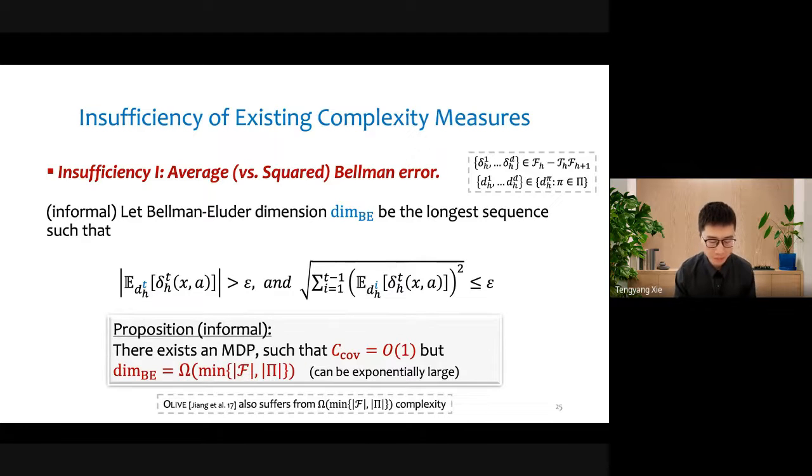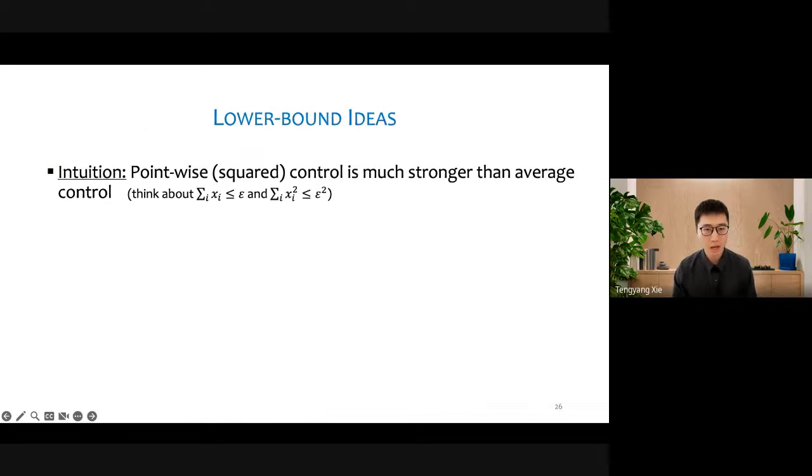So we have a proposition like that. There exists an MDP such that C cover is O(1), but the Bellman eluder dimension can be exponentially large. And we can also argue that the algorithm Olive, which is an initial state optimism algorithm based on the average Bellman error, also suffers this exponential complexity. So the idea of the lower bound is.